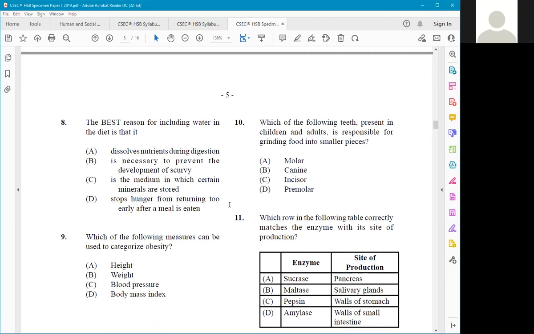The best reason for including water in the diet is that it dissolves nutrients during digestion. That is correct. It is necessary to prevent the development of scurvy. No, man, we know that is vitamin C we really need for that. It is the medium in which certain minerals are stored. That's out, too. Water can't store anything.